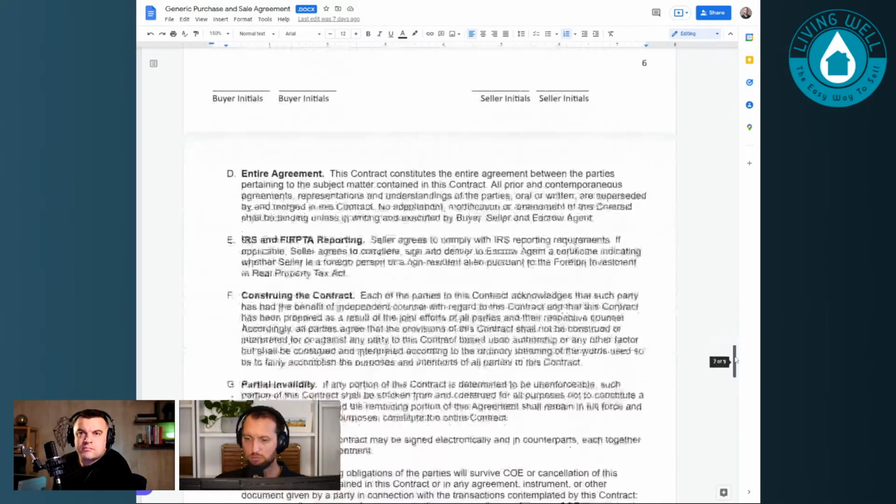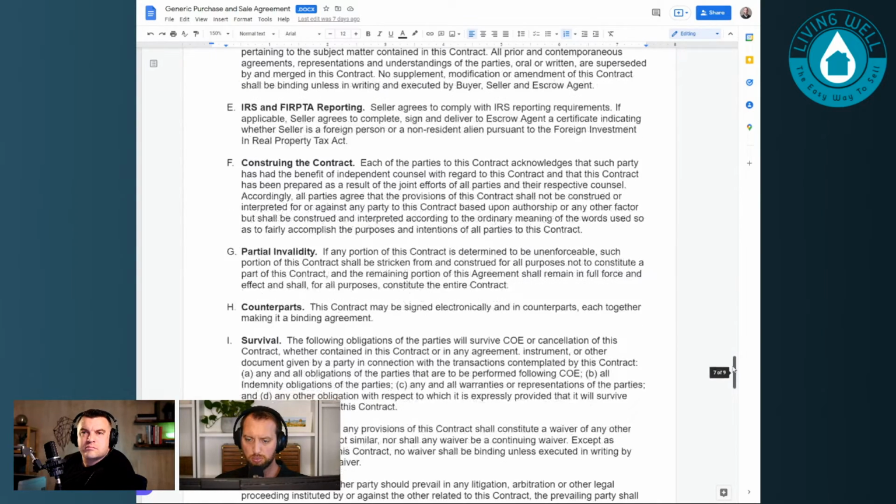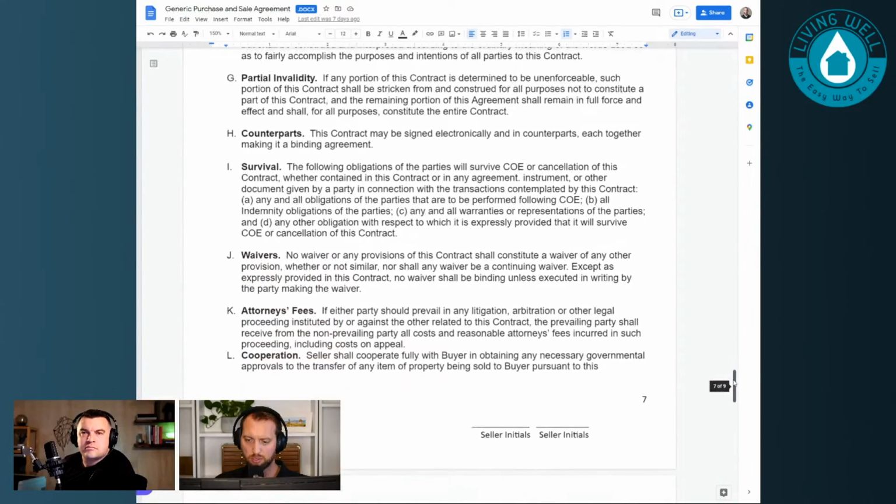This is saying the entire agreement. If something is found wrong, it doesn't negate the whole agreement. Just things like this. Let me see if there's anything else in here that I really need to point out. These are some things that, as friendly as we try to make it, you still have to have some of this stuff in here.